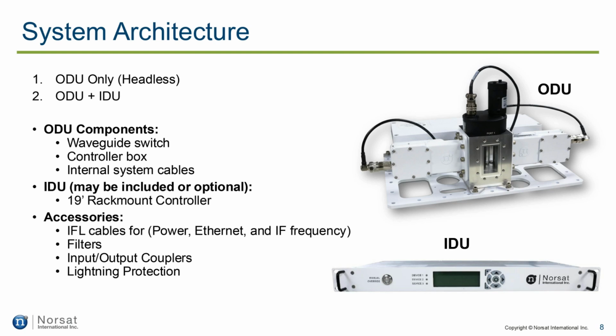In the ODU with IDU configuration, we have both outdoor and indoor units. The IDU is a 19-inch rack-mount controller that offers user control and system monitoring indoors, while the outdoor unit still handles the switching functions. As for accessories, both configurations require IFL cables for power, Ethernet, and the IF signal to connect the components to the modem and maintain communication between the ODU and IDU. Optional accessories include filters, input and output couplers, and lightning protection that can be provided depending on the requirements.